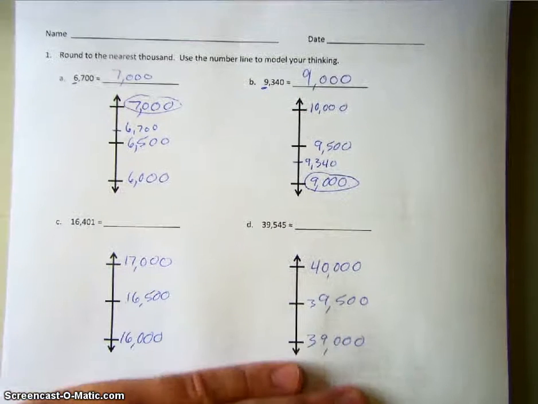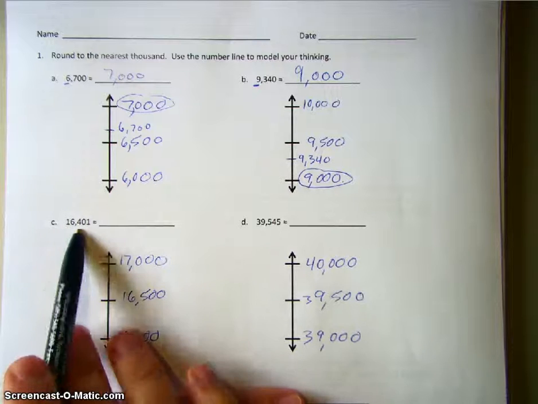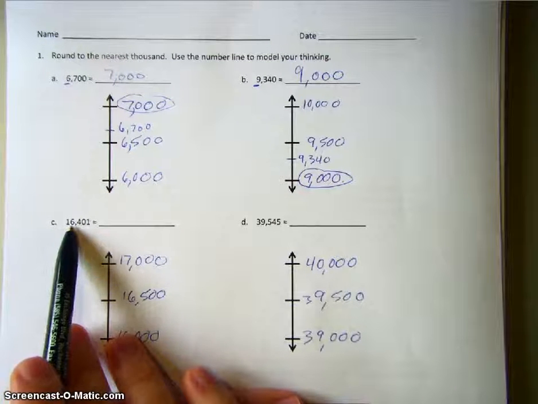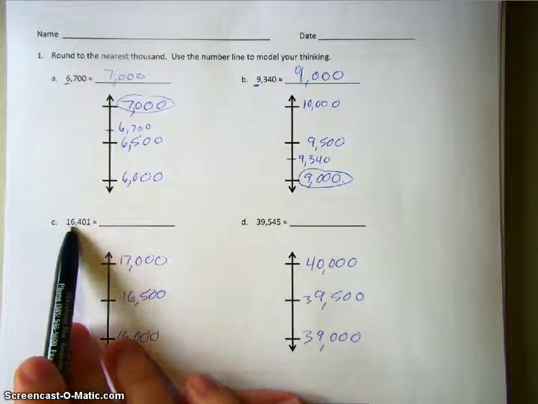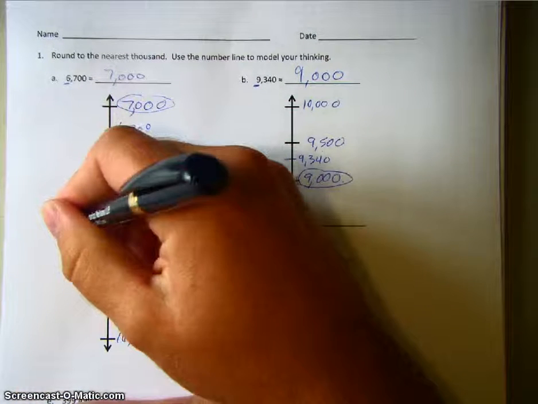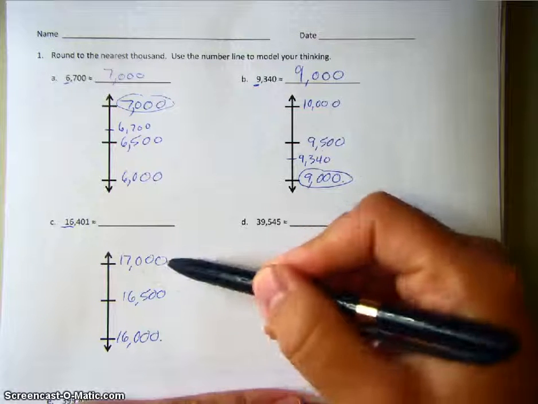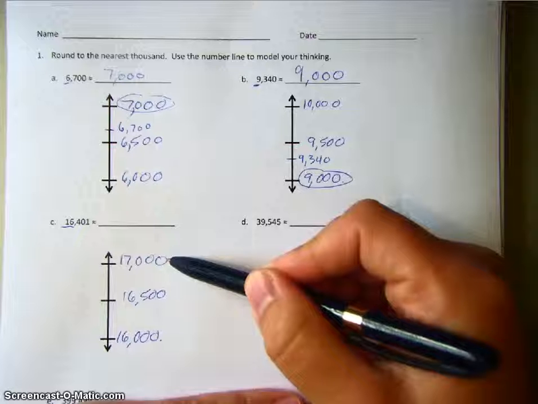Now, moving on to letter C, this gets a little bit different because we're going to have numbers off in our 10,000s place. Okay, but the process is still going to be the same. So if we look at letter C, our number is 16,401. Well, we have a 6 in the thousands place, but we have a total of 16 thousands. So that's why my number line here is starting at 16,000, and 16 plus 1 gets us 17 thousands.